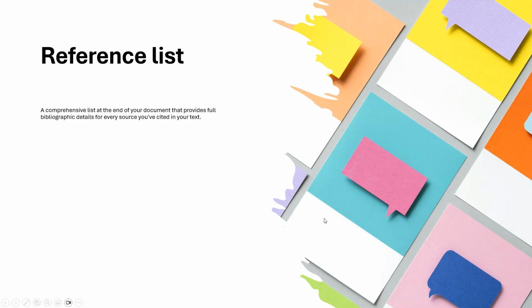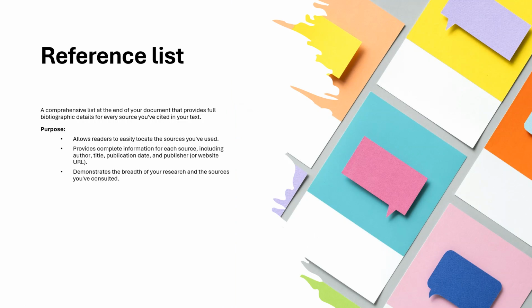Now, onto the reference list. So this is a comprehensive, detailed, and rich list at the end of your document that provides full bibliographic details for every source of information that you've cited and used and relied upon in your writing. And a reference list has these purposes. Really, firstly, it allows readers to easily find the sources that you've used. So if they want to go and check where you've got your sources, what those sources contain, and to check that you've used them correctly, they can do that.